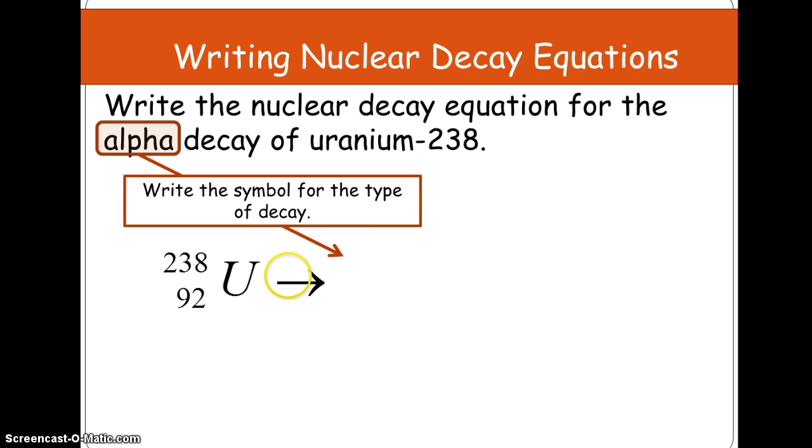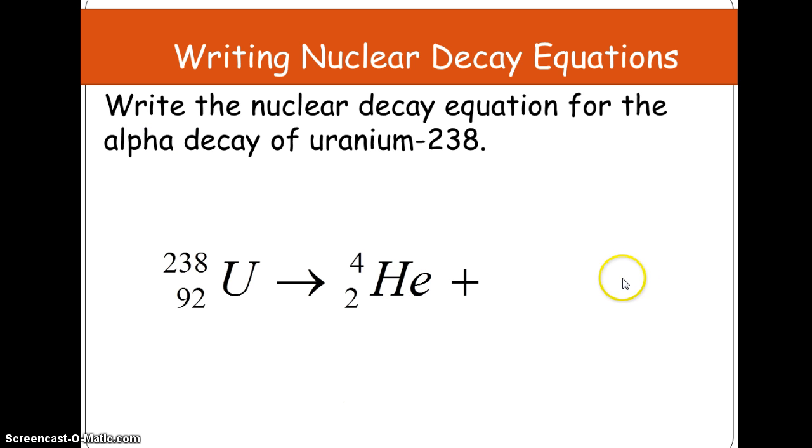Our next step is to write the symbol for the type of decay. Now the problem tells us this is alpha decay. So that means we're going to write an alpha particle. So let's look back at our notes to see what the symbol for an alpha particle is. By looking at our notes, we can see that an alpha particle is going to have an atomic number of 2, mass number of 4. It's a helium atom. So now we've got our starting element and we've got the type of decay.